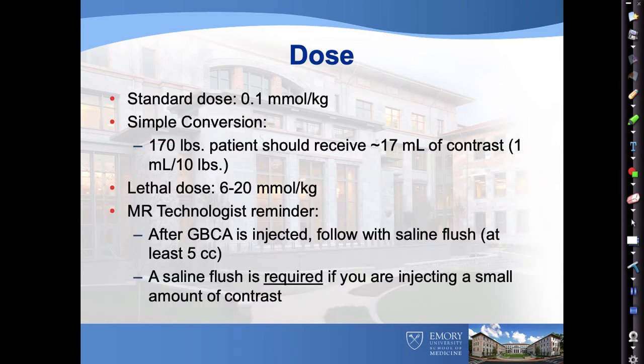Dose. The standard dose for MR contrast is 0.1 millimoles per kilogram, but that can be confusing, so I did a simple conversion. Let's say we have a 170-pound patient. They will typically receive about 17 milliliters of contrast. That equates to 1 milliliter per 10 pounds. The lethal dose is 6 to 20 millimoles per kilogram.